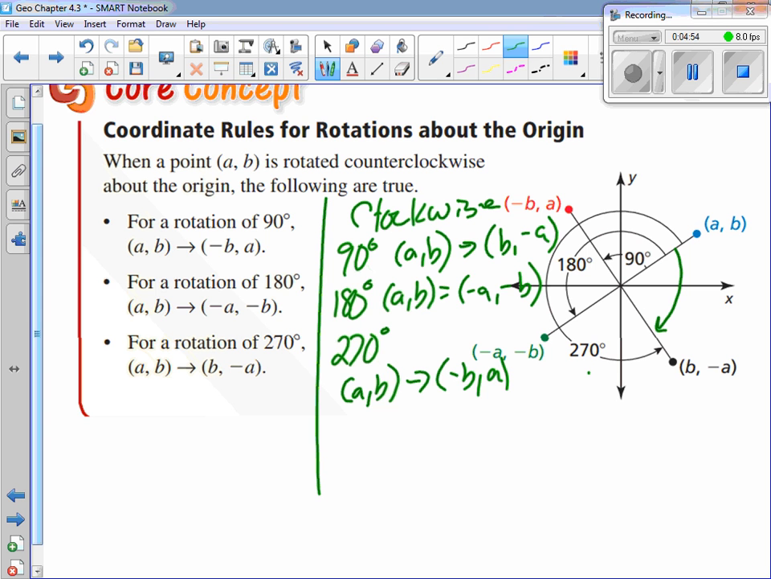Yep. If it's not stated, it's understood to be counterclockwise.